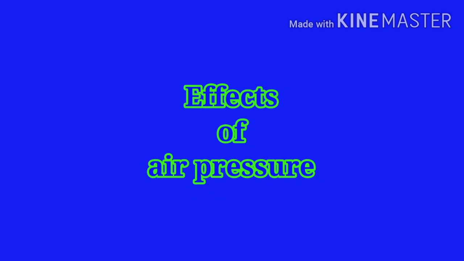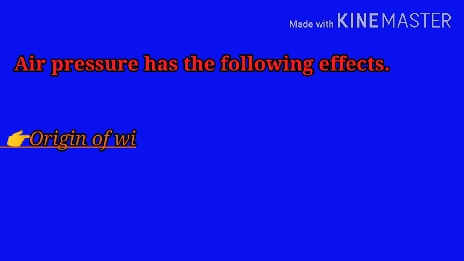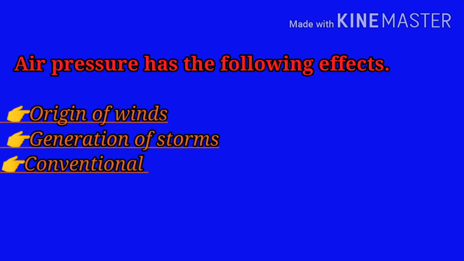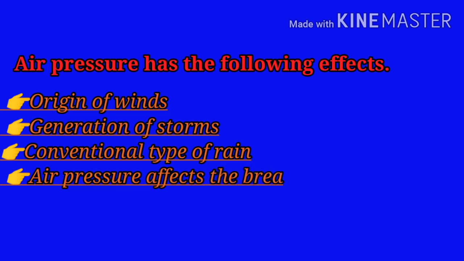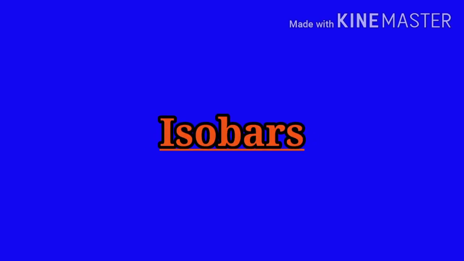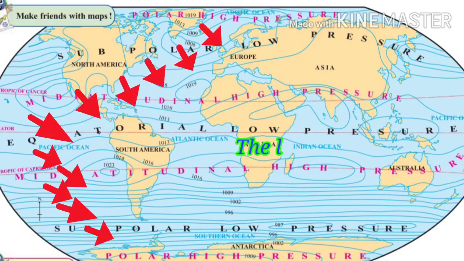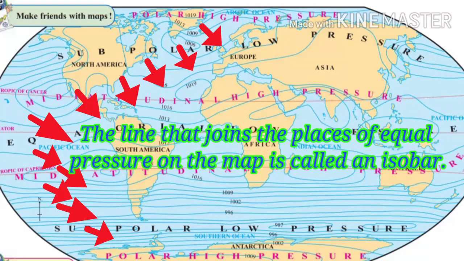Effects of air pressure. Air pressure has the following effects: origin of winds, generation of storms, conventional type of rain. Air pressure affects the breathing activity too. Isobars. The line that joins the places of equal pressure on the map is called an isobar.